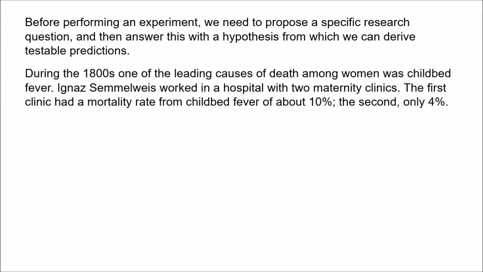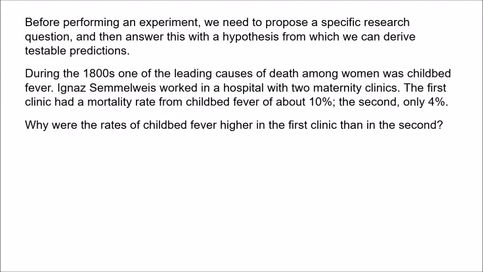The first clinic had a mortality rate of about 10% due to childbed fever. The second, only about 4%. And Semmelweis wanted to know, well, why was this? Right? Why are the rates of childbed fever higher in the first clinic than in the second clinic?